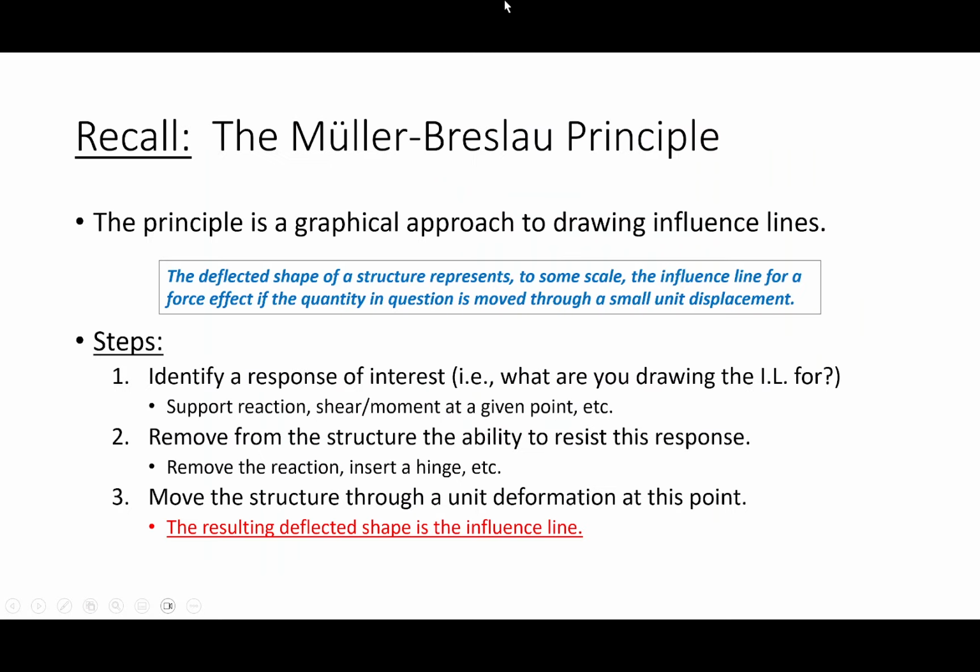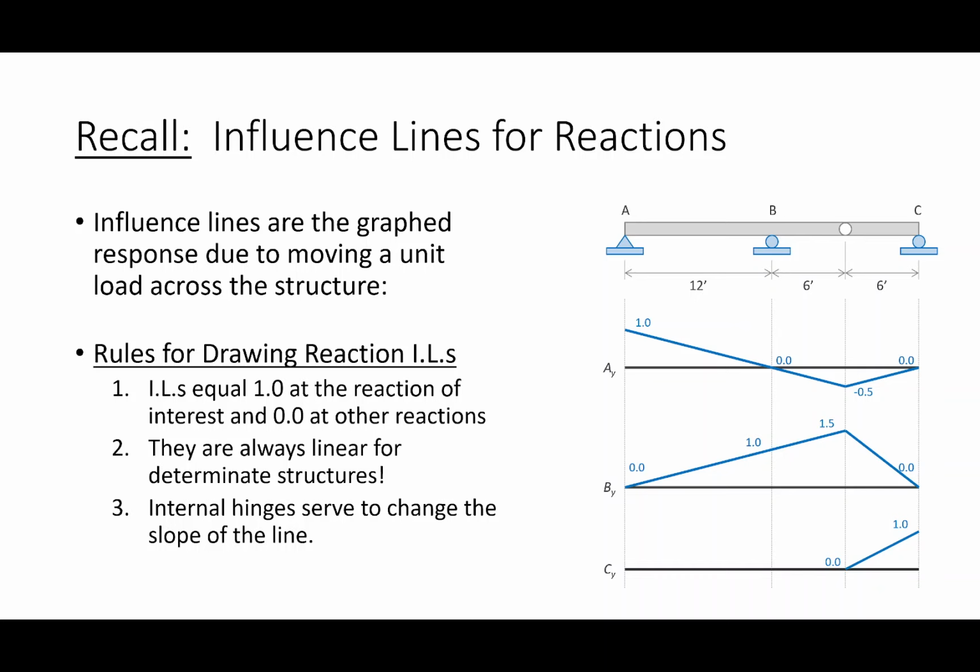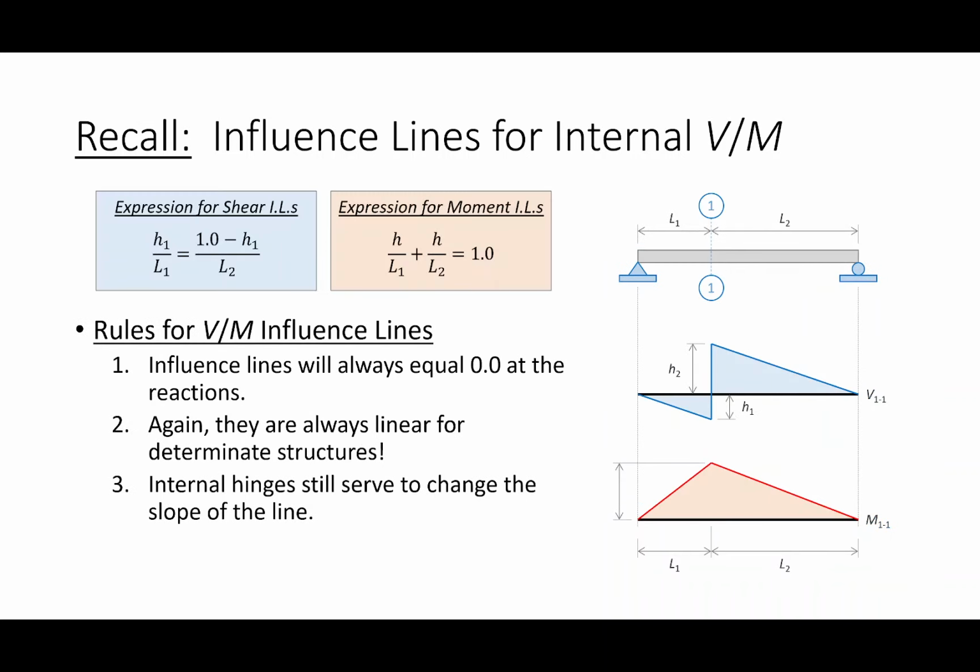Okay, so we are going to still use the Mueller-Breslau principle to draw influence lines. Remember, that's the idea that you remove from the structure the ability to resist a given response of interest. You then move the structure through a unit displacement, and the resulting deflected shape is the influence line. I do want you to be at least comfortable with this. So if I were to somewhat quickly draw an influence line for a reaction or for a shear or moment, as long as the structure is relatively simple, would everybody feel comfortable with where it came from? Is everybody okay with that?